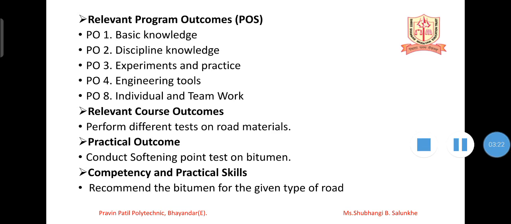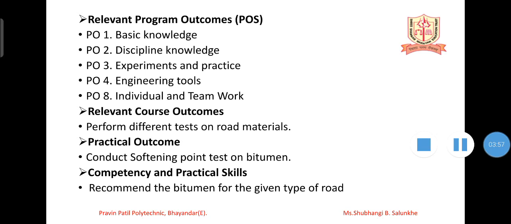So now the relevant program outcomes. What is a relevant program outcome? First is PO1, that is program outcome one: basic knowledge, the ability to apply knowledge of basic math, science and engineering to solve engineering problems. And what is PO2? That is discipline knowledge. Discipline means specific civil engineering knowledge. Civil engineering knowledge is used for solving various problems in the engineering field and giving a solution to that problem, known as discipline knowledge.